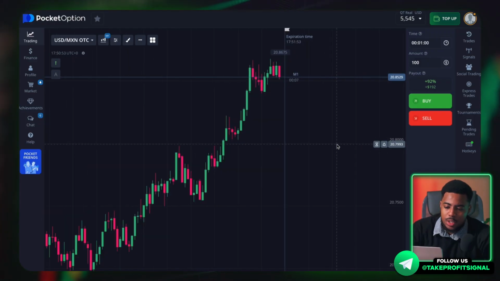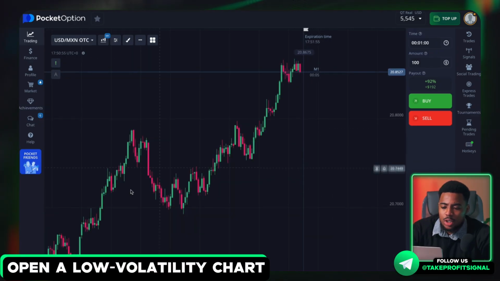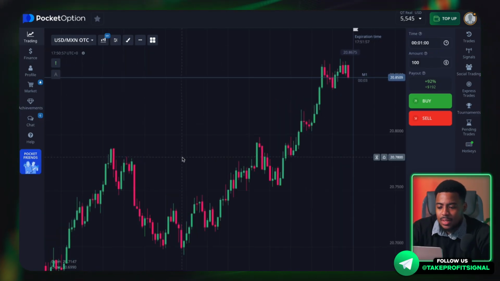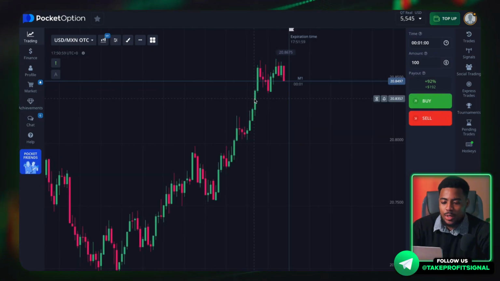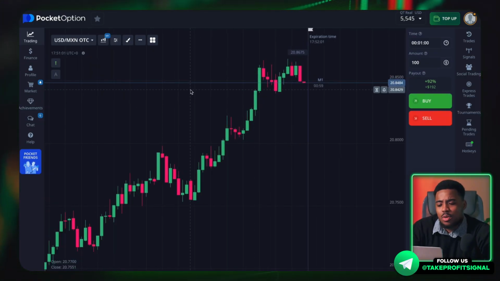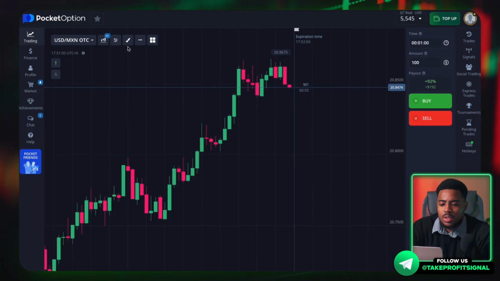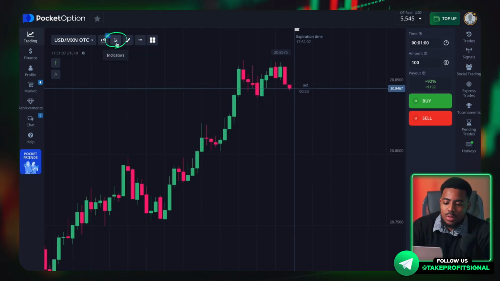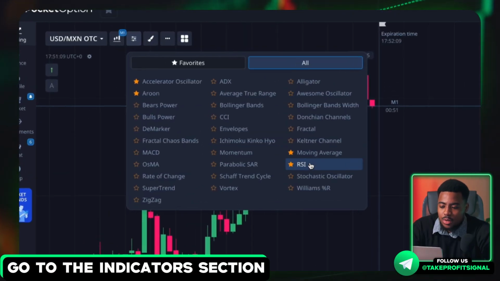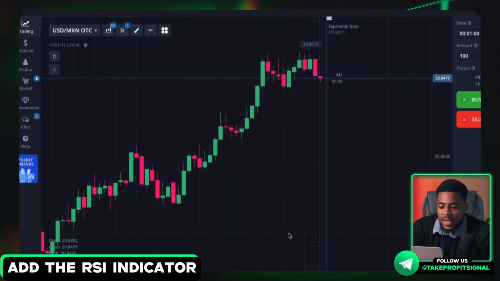Well, let's get started. Let's open a low volatility chart. Compared to other assets, this is a low volatility chart right now. Of course, it's not morning, but I will try to look for situations that are as similar as possible. Here, what we need to do is go to the indicators section and add the RSI indicator.